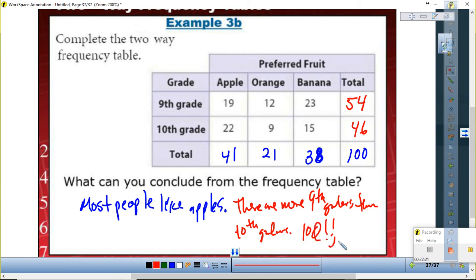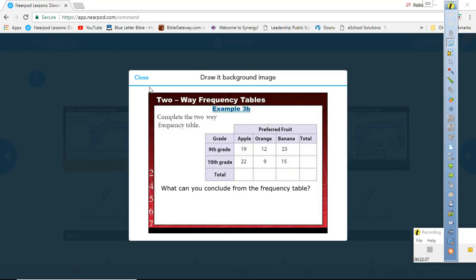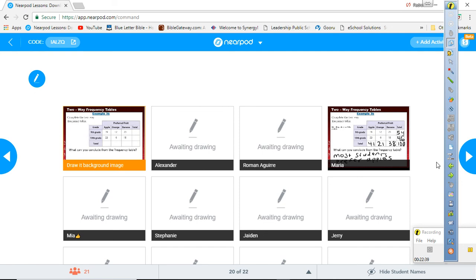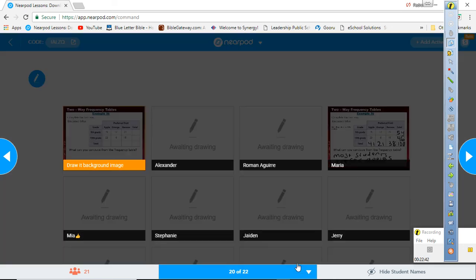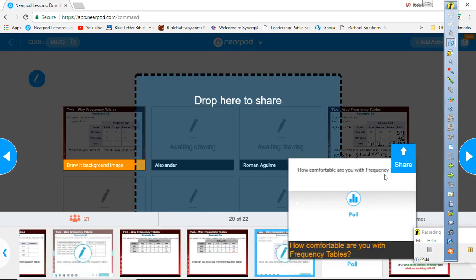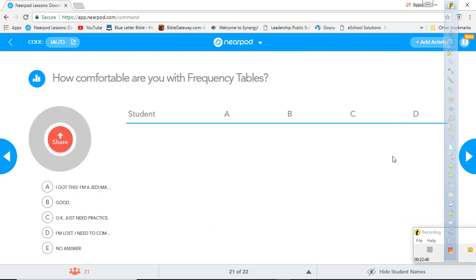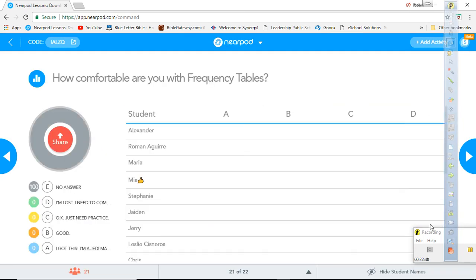Very simple. So tonight's homework is on page, don't log out yet, page 415 and 416 only. So let me send you a survey really quick. Already pressed send, right? Okay, good. How comfortable are you with frequency tables?